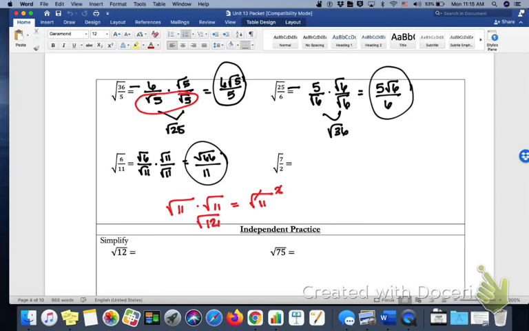All right, the last one here. Square root of 7 divided by the square root of 2. Neither one of those are perfect squares, so we're going to need to rationalize that by multiplying by the square root of 2 in the numerator and the denominator. We can simplify that to be the square root of 14 over 2.